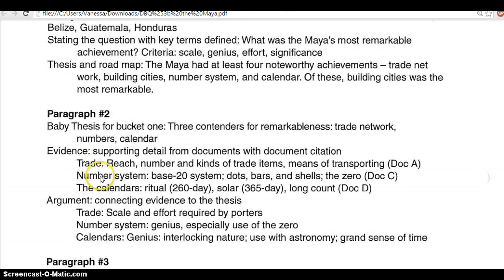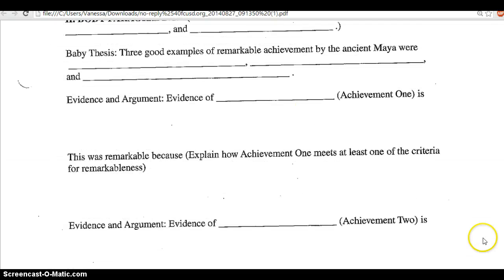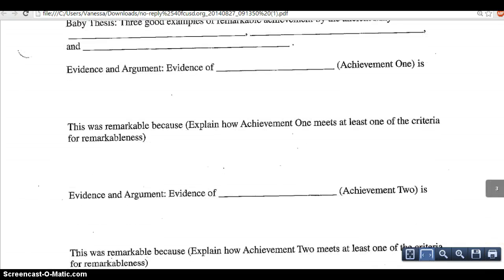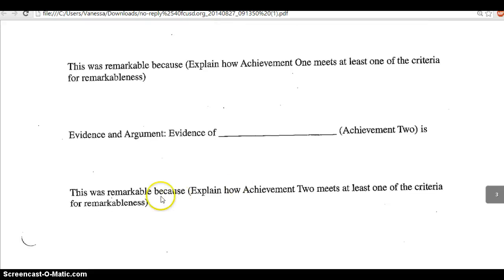Right, after you trade, reason 2 is number system. So you're going to copy this under reason number 2. Base 20 system, dots, bars, and shells, the 0. Then you need to write document C. Pause the video if you need to copy it down now. And that goes in this section right here. So here's evidence 2, their number system. Here's the explanation.